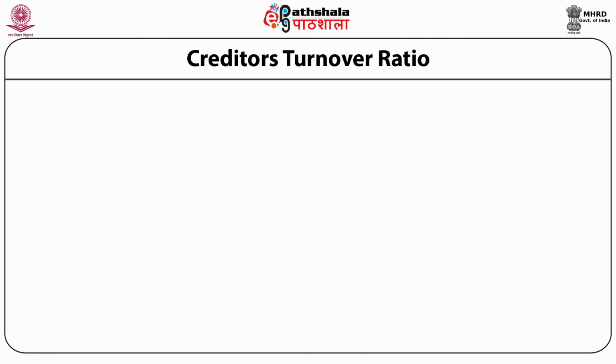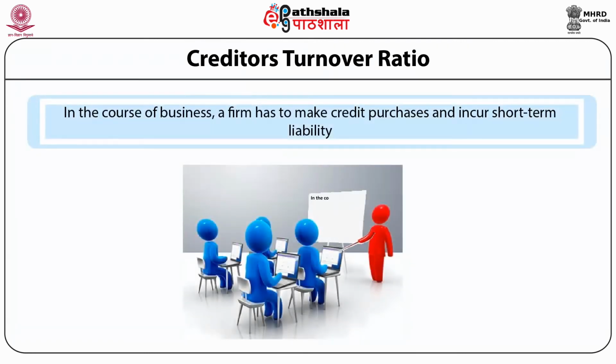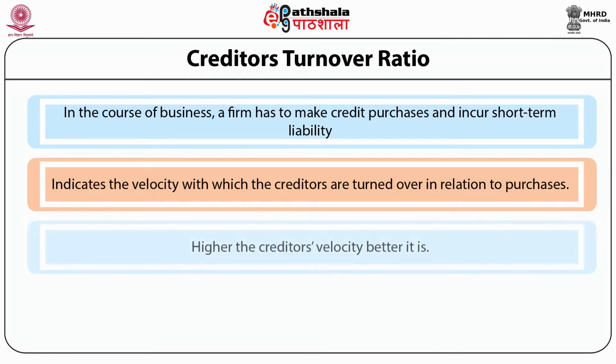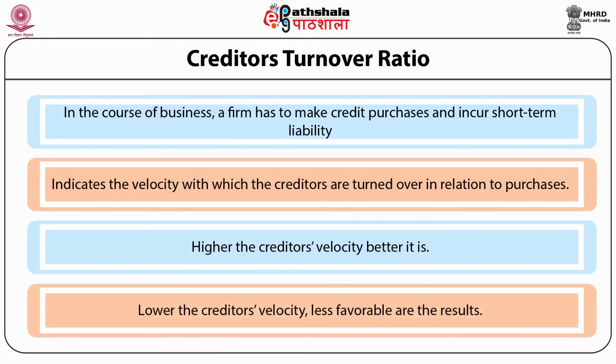Next ratio is creditors turnover ratio. In the course of business, a firm has to make credit purchases and incur short-term liability. It indicates the velocity with which the creditors are turned over in relation to purchases. Higher the creditors' velocity, better it is. Lower the creditors' velocity, less favorable are the results.